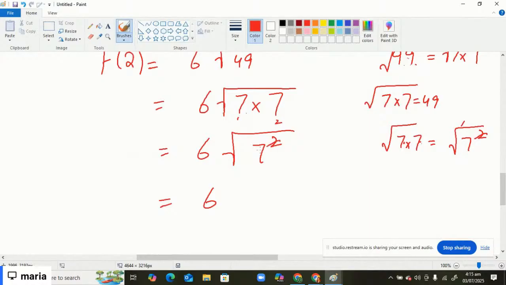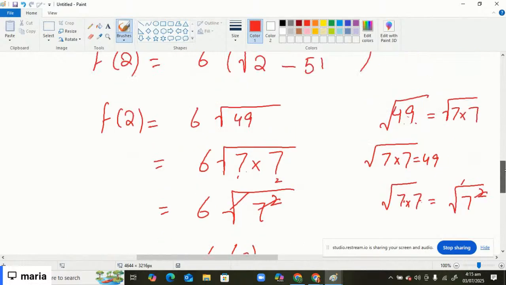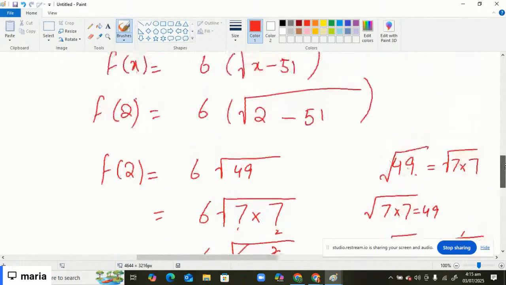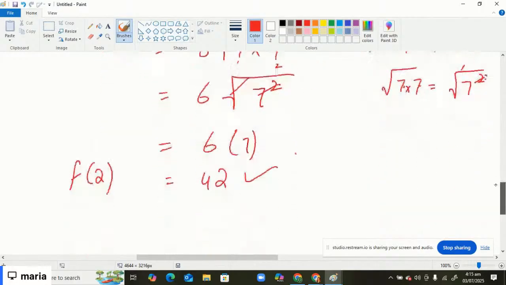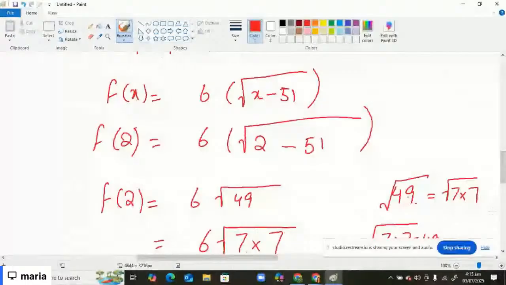Now 6. This square root and this square should be cancelled. Only 7 is left. 6 times 7 is 42. So f of 2 is equals to 42. This is the answer of that function. Here is the full question that we have done. Okay, let's do another question.